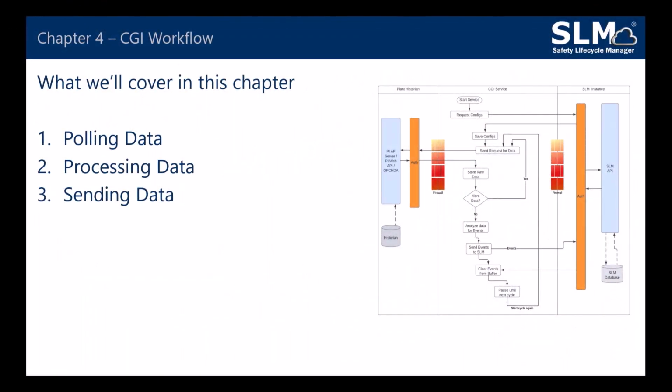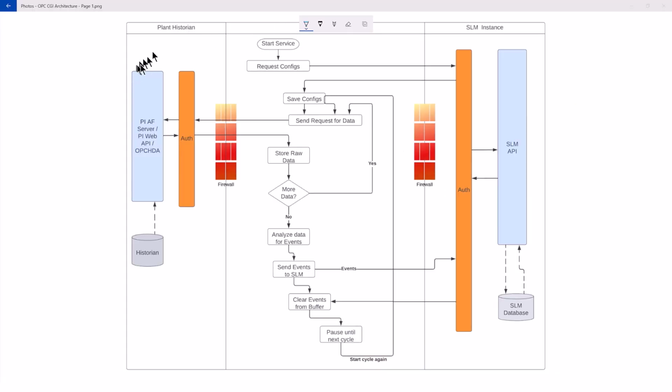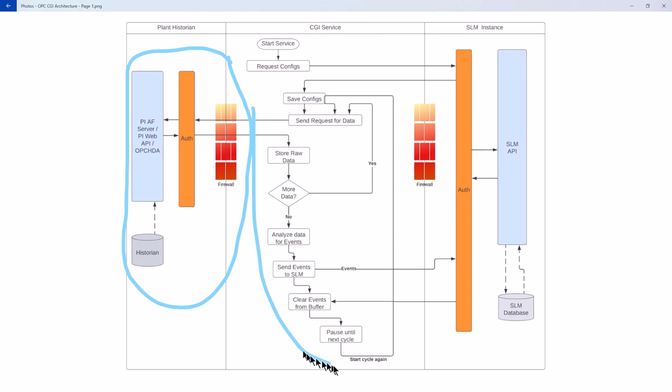In Chapter 4, we will cover polling data, processing data, and sending data. The first portion of the workflow is the data collection. So we collect data from any type of historian, either a Pi data source, an OPC HDA, or some type of a file repository. Once the data is collected, it will begin being processed.